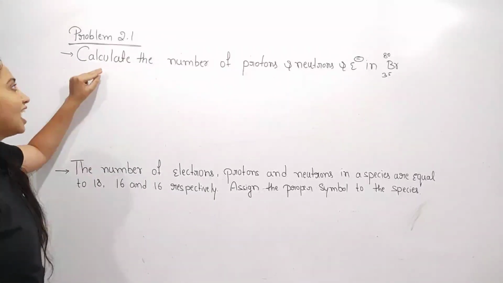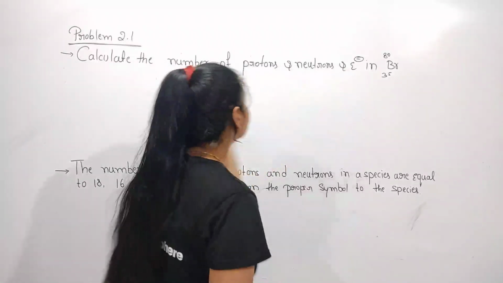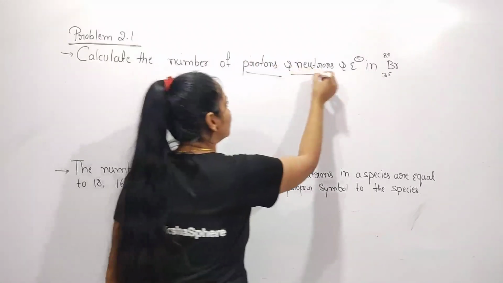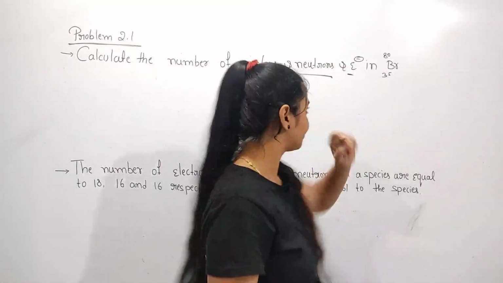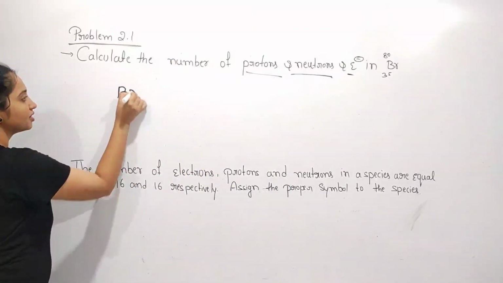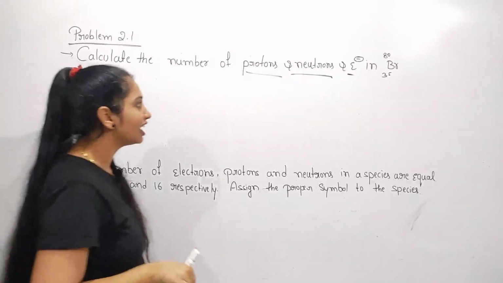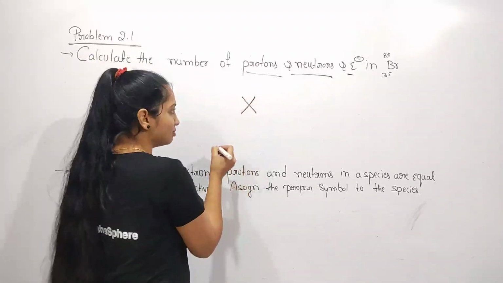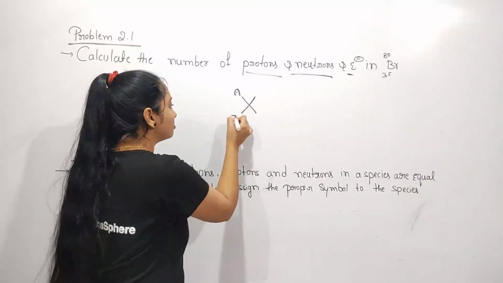So see here, calculate the number of protons, neutrons and electrons. What are we asked? Calculate the number of protons, number of neutrons and the number of electrons in bromine 80 and 35. Here, bromine 80 and 35 is given. In the previous class I already told you about the representation of an element, where X is our element, A is the mass number and Z is the atomic number.